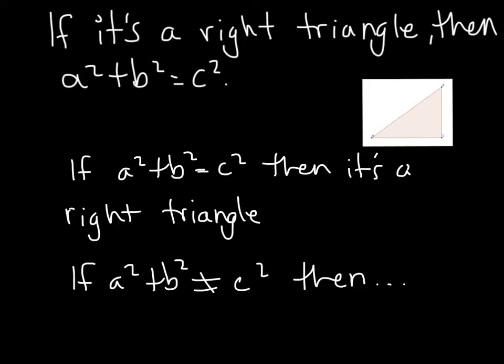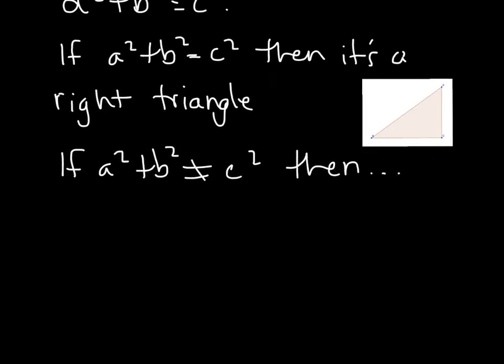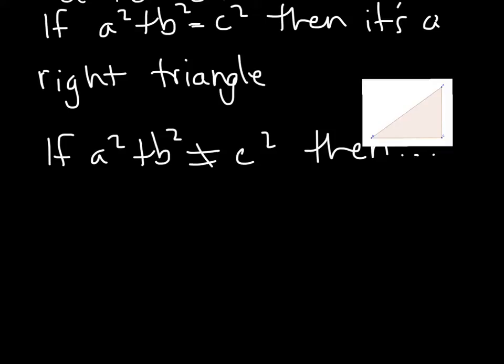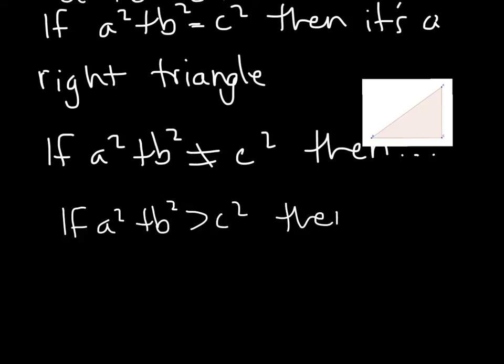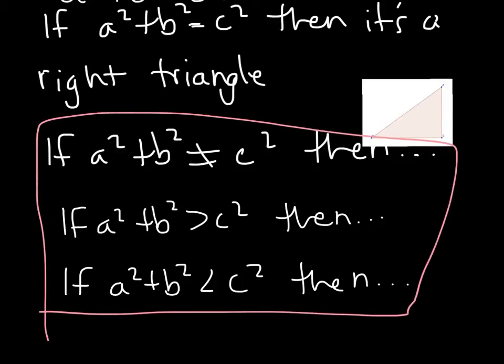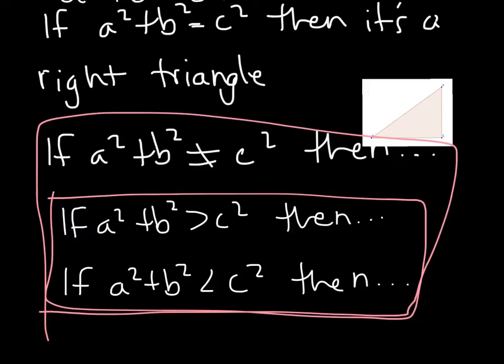You might ask yourself, what are the two ways something can't equal another? Well, if a squared plus b squared does not equal c squared, we could rephrase that into two particular statements. If a squared plus b squared is greater than c squared, then... And if a squared plus b squared is less than c squared, then... The rest of this video is going to focus on these two statements. What happens if the sum of the legs squared is greater than the hypotenuse squared, or less than the hypotenuse squared?